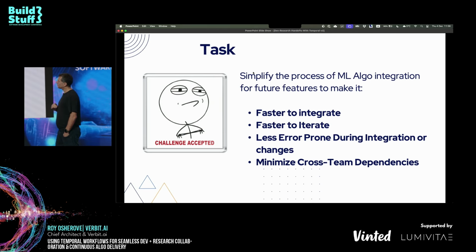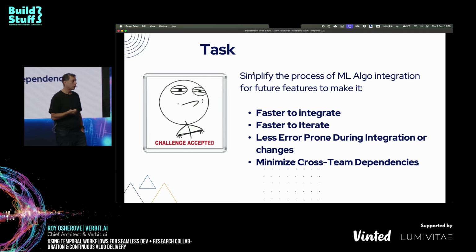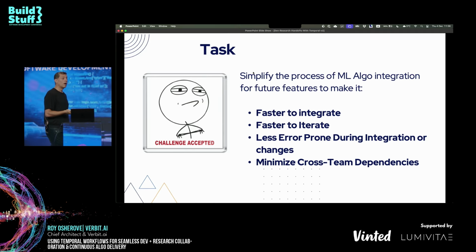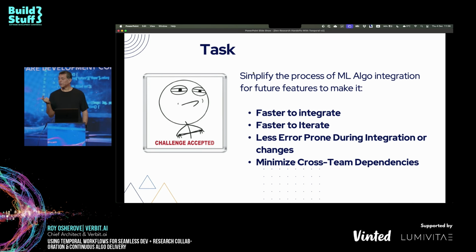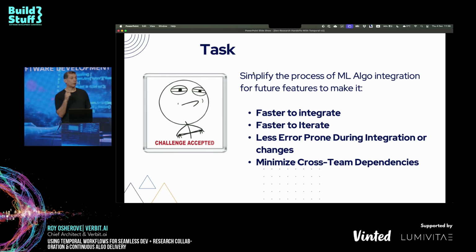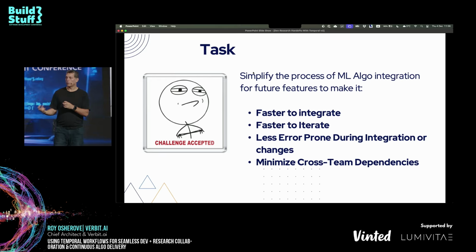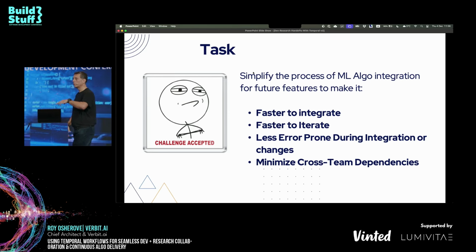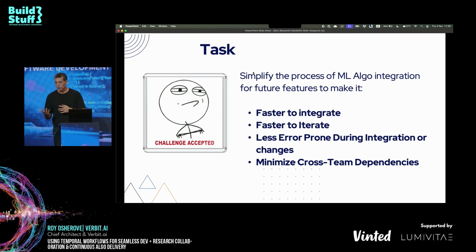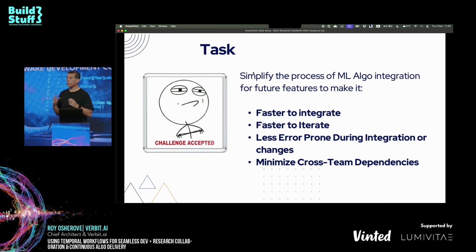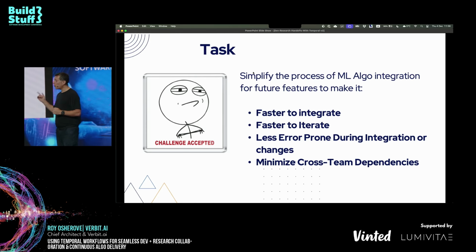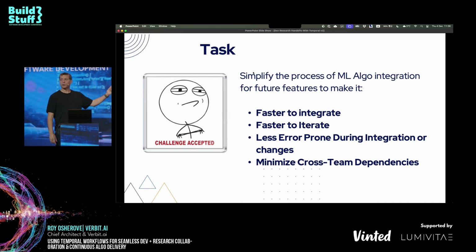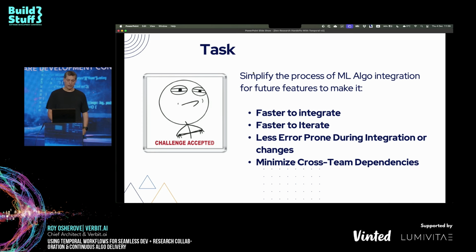So now we have a task. We want to make it faster to integrate a new change from research. We want research to be able to iterate fast, but we don't want engineering to suffer on fast iterations. We want it to be less error-prone whenever we do the integration, because imagine research integrating something that was written in one way to be implemented in a different way. Could be a lot of errors in that way. And we want to minimize the amount of dependencies. So we don't want researchers to wait for engineering to be able to integrate, and the other way around for iteration. Challenge accepted and received.